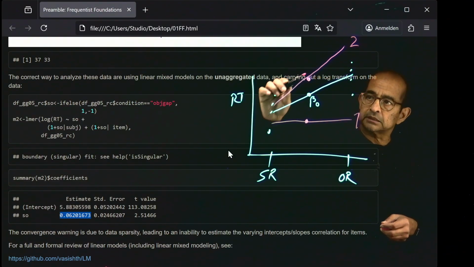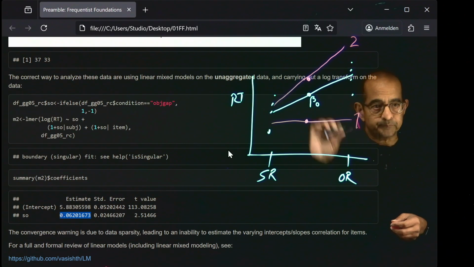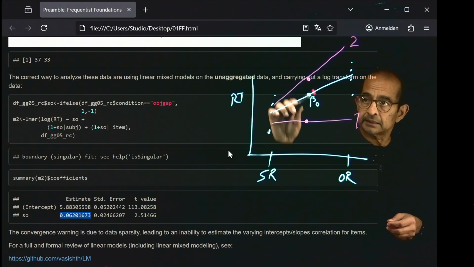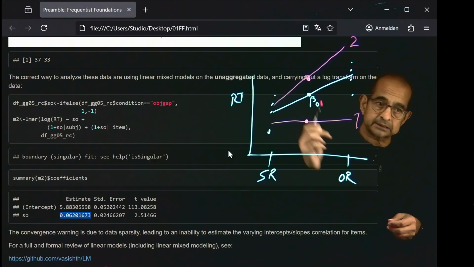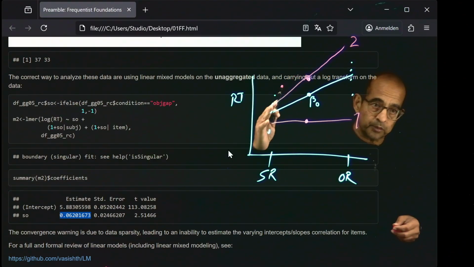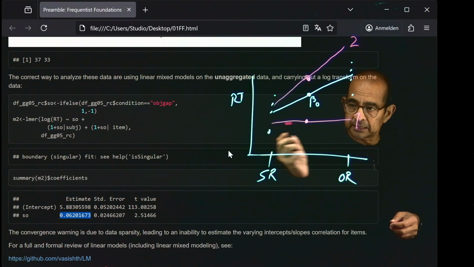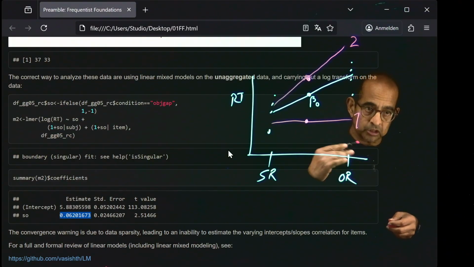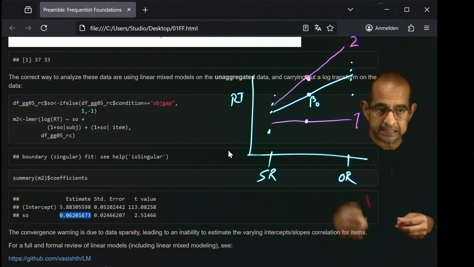For subject 2, I would have to have a positive adjustment to the average slope beta 1, to represent that subject's higher slope in this line. And similarly, this person's slope is smaller than average, therefore I have to have a negative adjustment there.